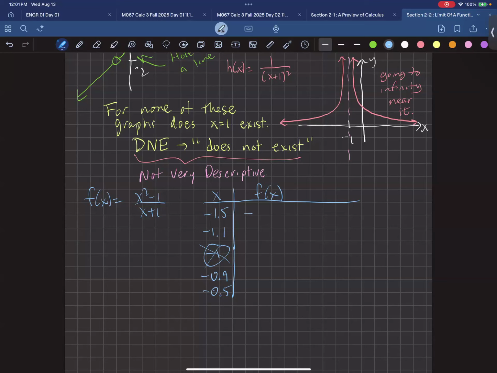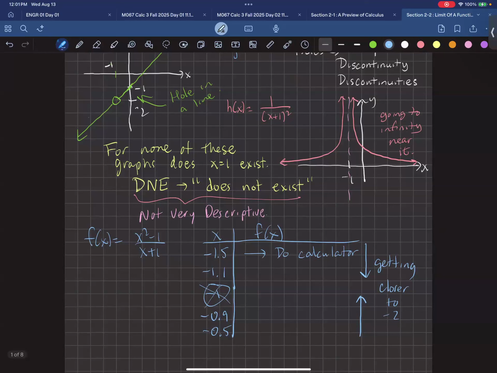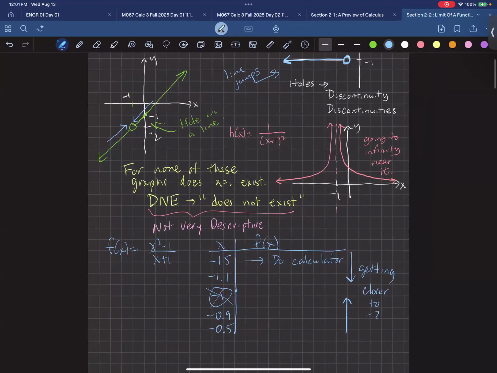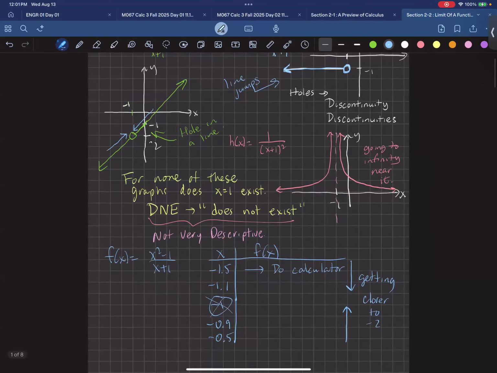And when you do the calculator work, as we did in the calculator work here, these values are getting closer to -2 as we approach from both the negative side and the positive side. That's like coming in graphically, coming in this direction, and the values are getting closer to -2 that way, and they're getting closer to -2 that way. Okay? And we'll look at more stuff graphically in a little bit.